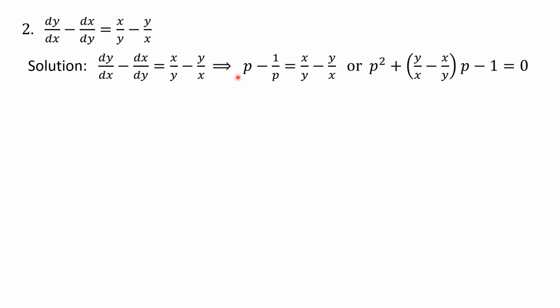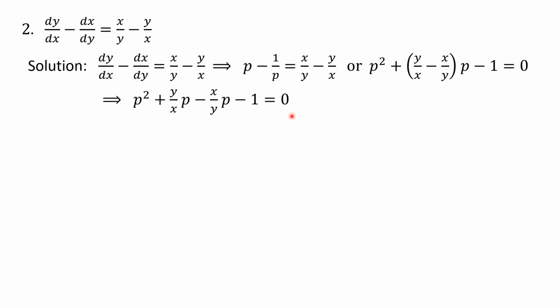So that means p^2 minus this, you can take to that side, so this becomes plus y/x, and this becomes minus (x/y)p. So I have p^2 + (y/x - x/y)p - 1 = 0. So it is a quadratic equation in p. So factorize it as usual.